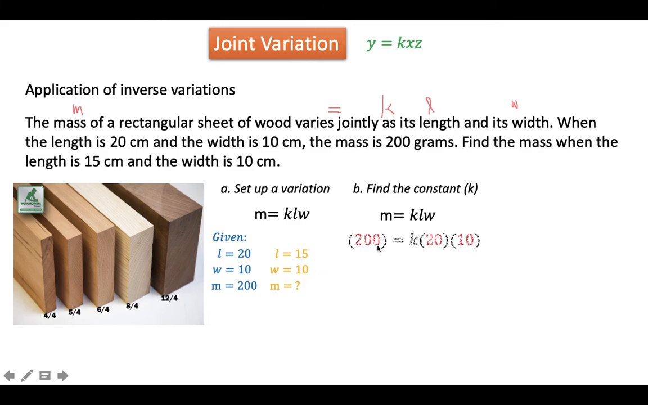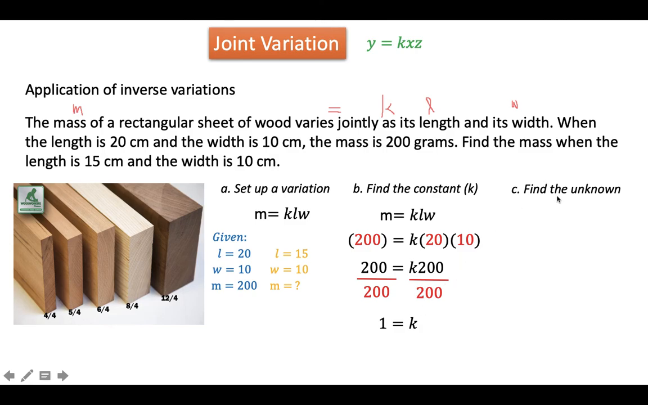So we can now easily identify which of these values we are going to replace to be able to find the k. So of course this one, the blue one, because it's complete. So m is 200, the L is 20, the width is 10. Okay, simplify 20 times 10, that's 200. Then isolate k by dividing both sides by 200. K is left, 200 divided by 200 is 1.